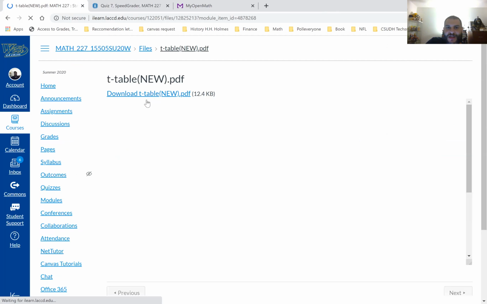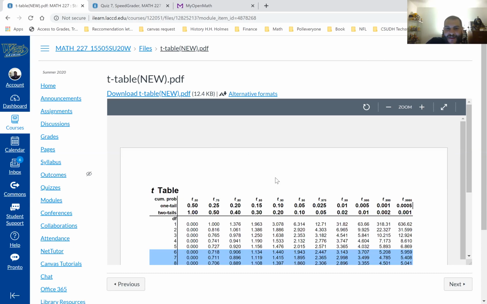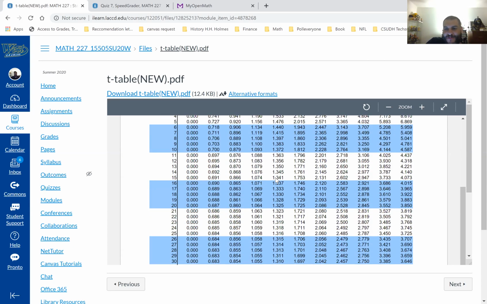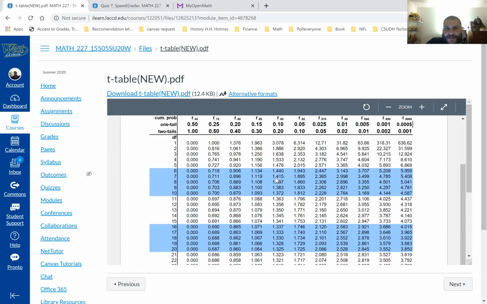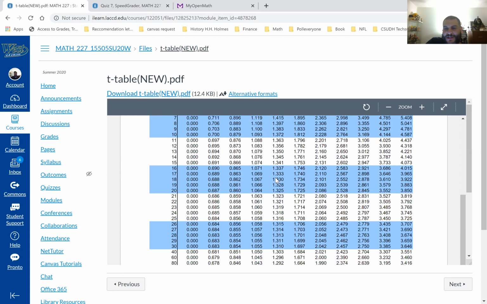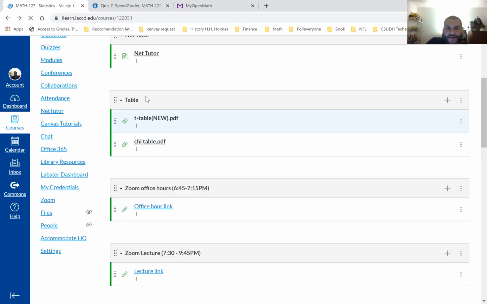If you want, you can just download it and have it on your tablet or your phone. Or if you have access to a printer, you just print it out so that you could have it handy right next to you. You do want to get the T table. The T table is 1 page long. Same thing for the chi-square table.